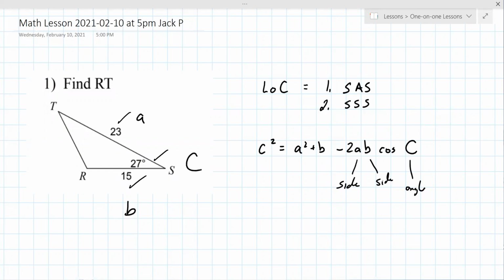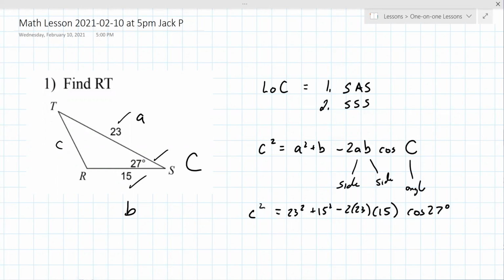So we're solving for TR or RT, that's over here. So it's kind of a weird mapping. If you're not comfortable with the variables being different, you've got to get comfortable. Otherwise, they're too hard to do, trying to rewrite the formulas for the letters you've got there. So in your case, you've got 23 squared plus 15 squared minus 2 times 23 times 15 cosine of 27 degrees. And then to get C, you take the square root of that.